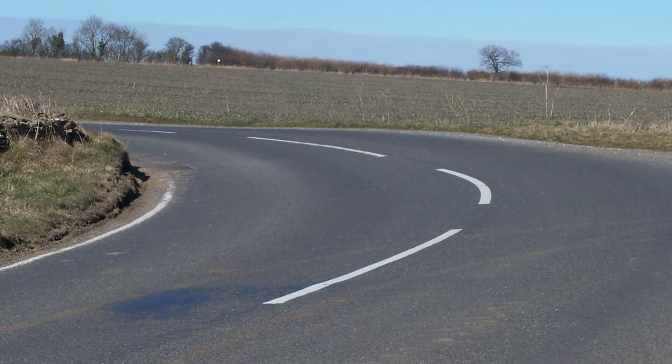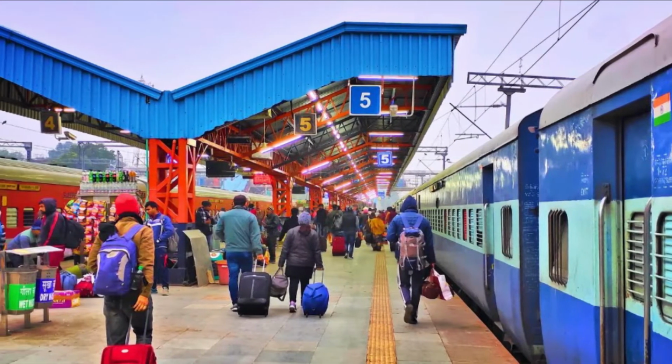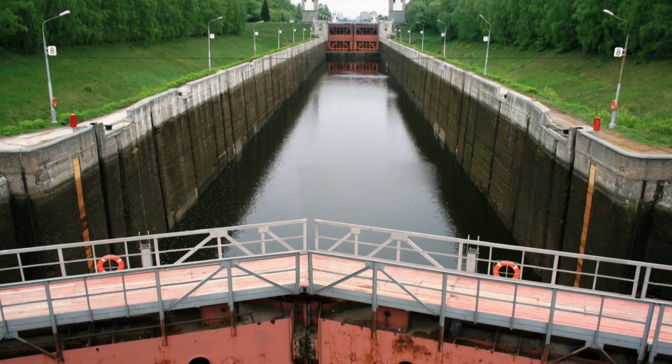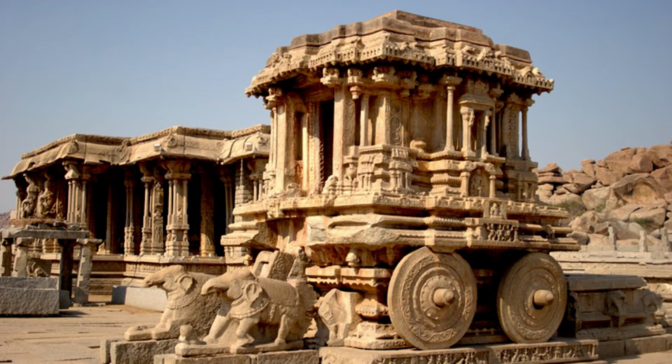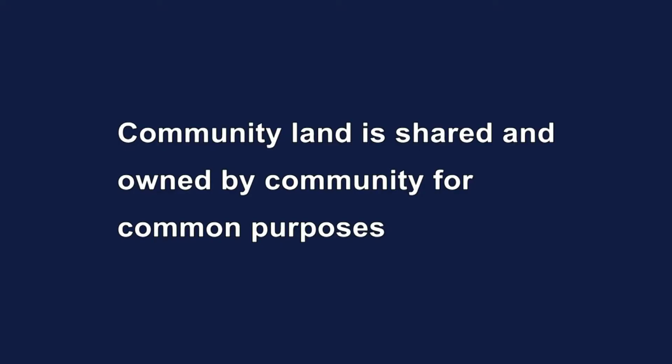Roads, parks, railway stations, dams and canals. Ma'am, does airport, heritage sites come under common properties? All these facilities are used by common public but maintained and owned by state. Community land is shared and owned by community for common purposes.